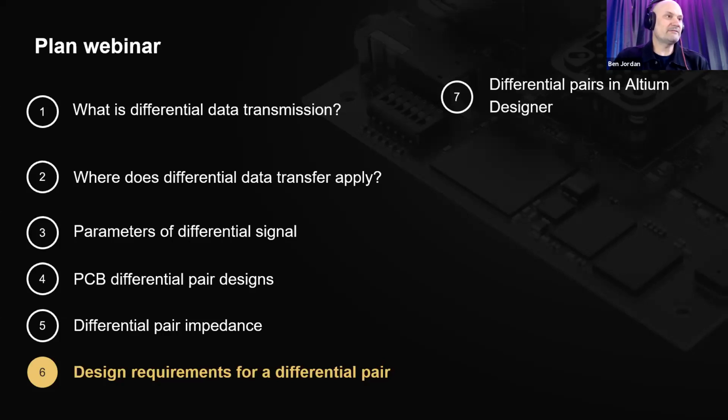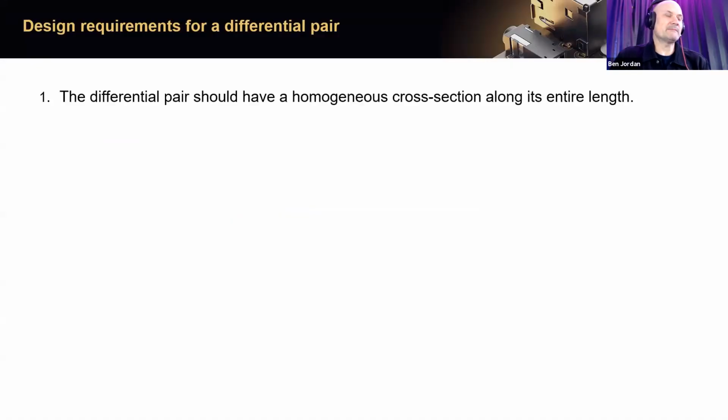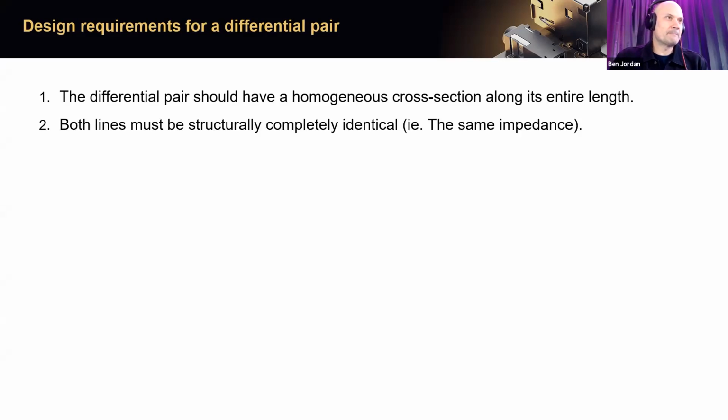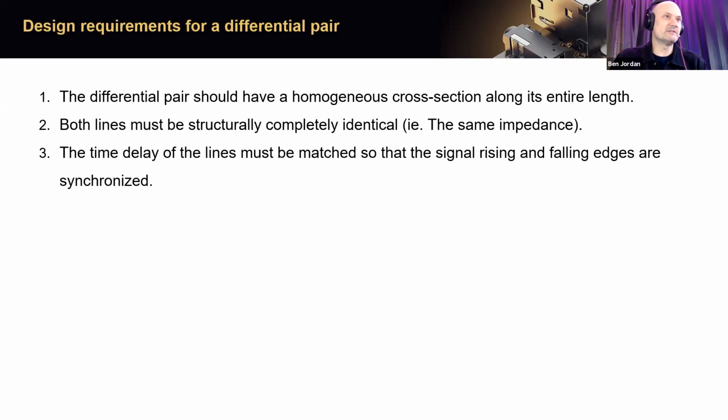So here we talk to the design requirements for a differential pair. It should have a homogeneous cross-section along the entire length as much as possible. Both lines must be structurally completely identical. In other words, you want to make sure that the single-ended impedance of each line is identical, and they have the same etch factors, the same tolerances, the same thicknesses, etc. The time delay of the lines must be matched.